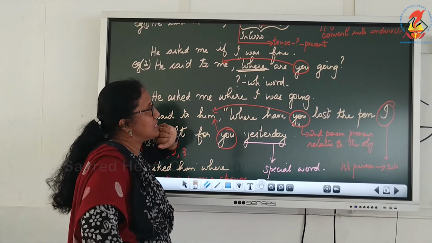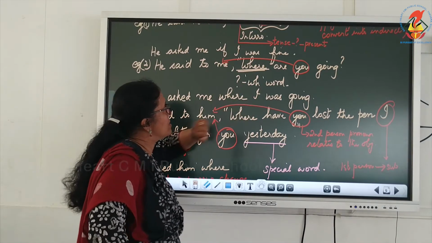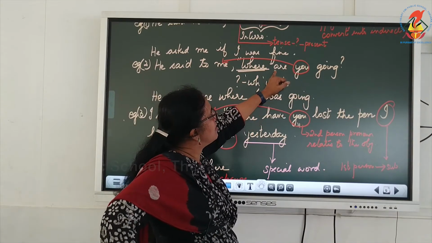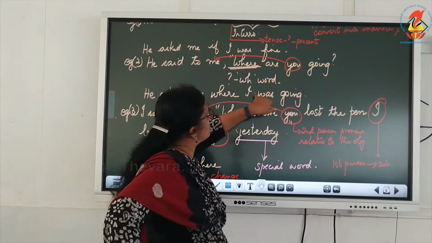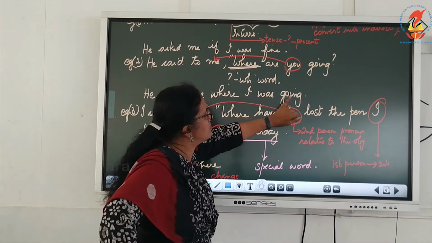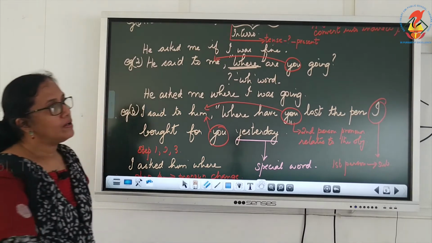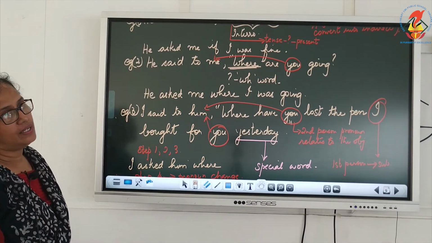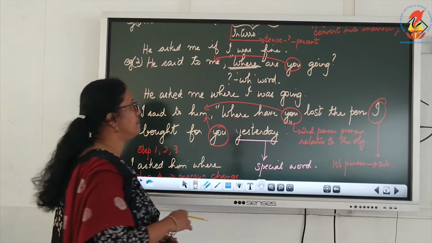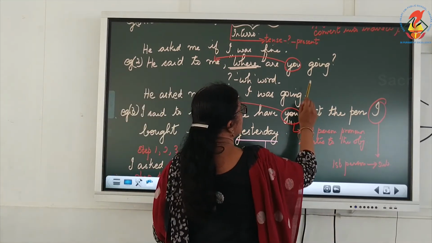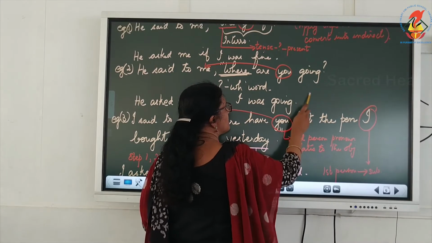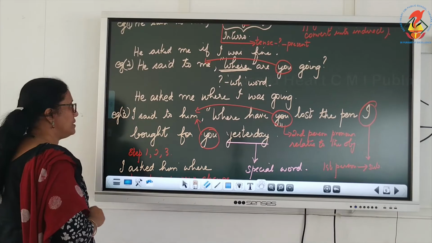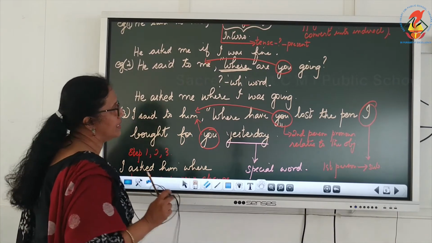Fifth step is the tense. The tense also changes. Where are you going? Are is usually in the present tense. So, now here you will change it into the past tense. So, where I was going. So, that is how you change an interrogative sentence into an indirect speech. And kindly remember, when you finally change it into the indirect speech, there is no question mark at the end of this sentence.